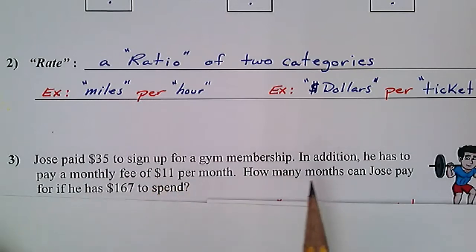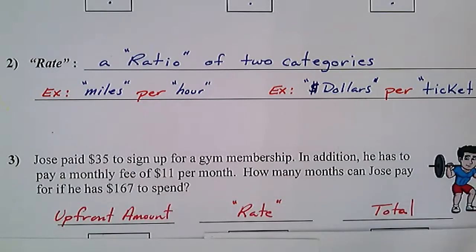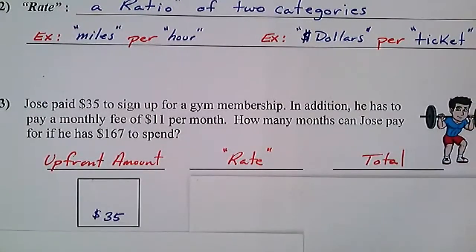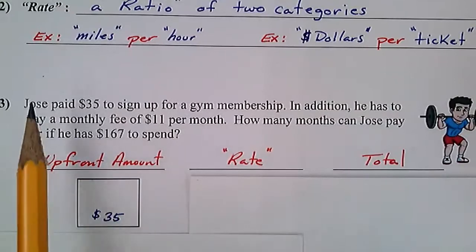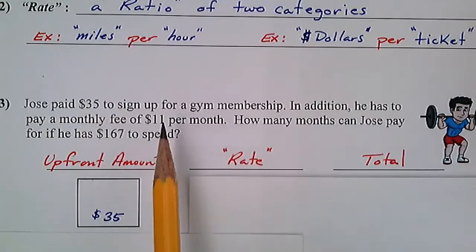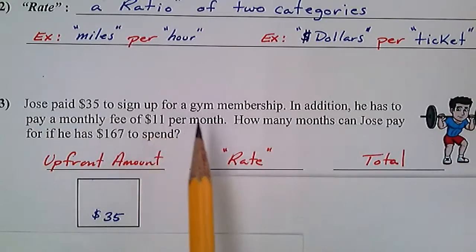And then the question is, how many months can Jose pay if he has $167 to spend? Okay, so he's got $167. So this would be his total amount. So if we're going to go through this, the upfront amount would be the $35. Okay, so he's paying $35 upfront. And then our rate, we got the word "per," so $11 per month.